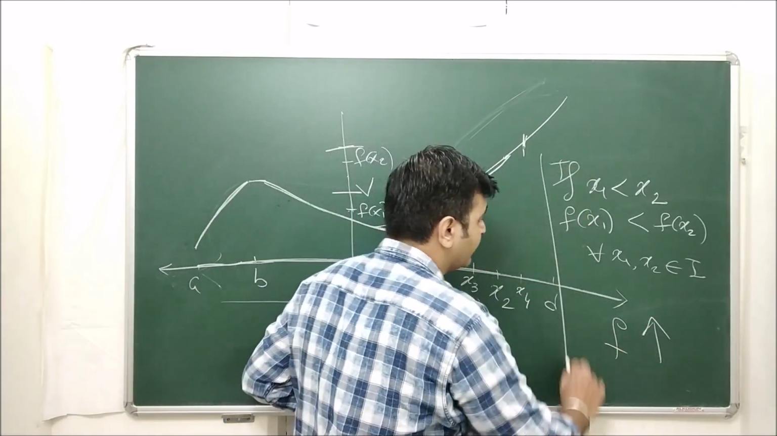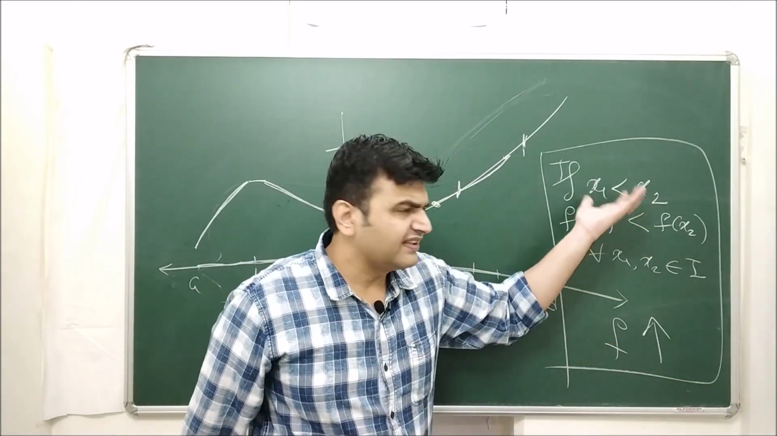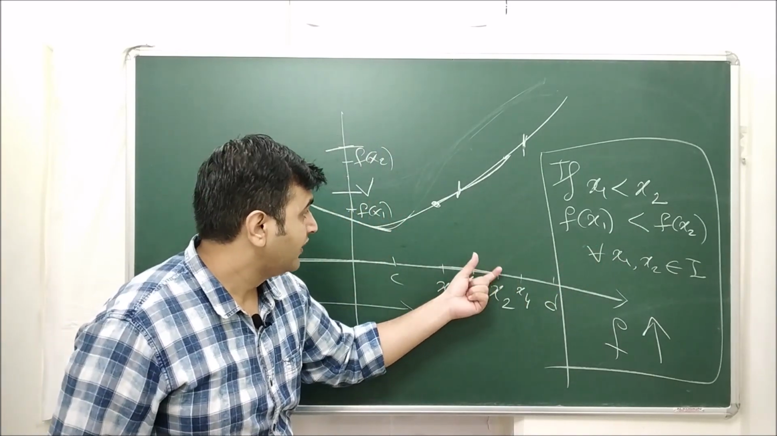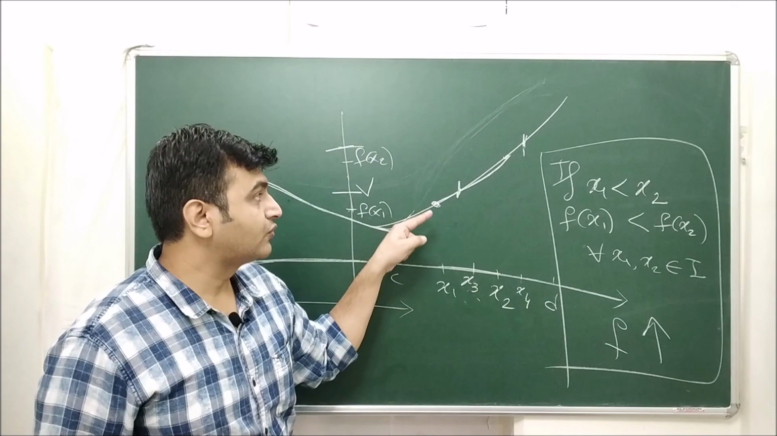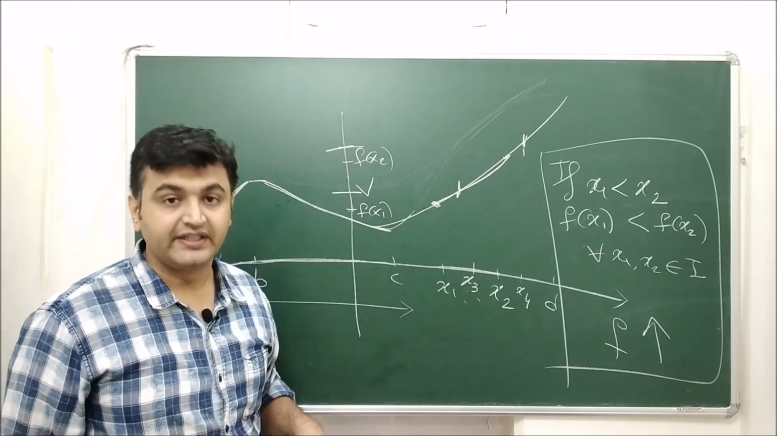This is the definition you usually see, and then students get confused about why this is the definition. The answer is this. You see x1 less than x2, you take their images. As the graph is going up, your images should also follow the same inequality.